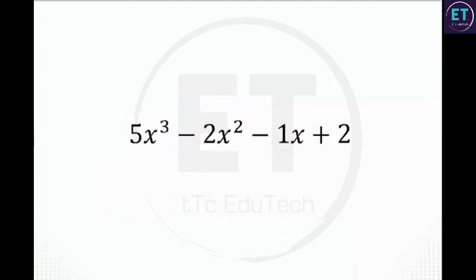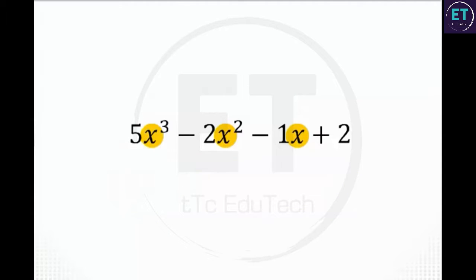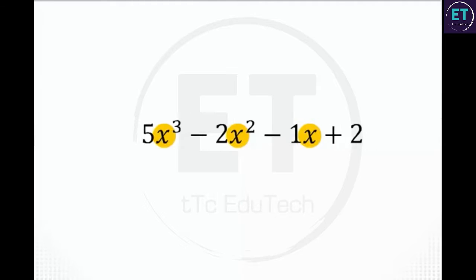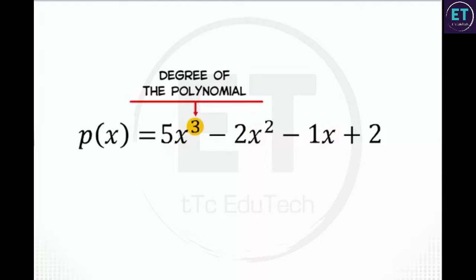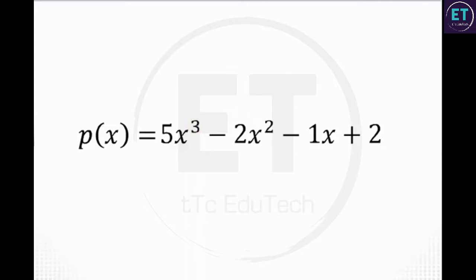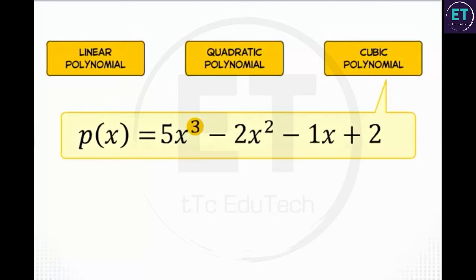In this polynomial, there is only one variable, x. Such a polynomial is called a polynomial in one variable. If x is the variable in a polynomial, then the polynomial is denoted by f of x, p of x, q of x, and so on. The highest power of the variable of a polynomial is called the degree of the polynomial. Based on its degree, a polynomial can be called a linear polynomial, quadratic polynomial, cubic polynomial, and so on. Since the highest degree of this polynomial is 3, this is a cubic polynomial.